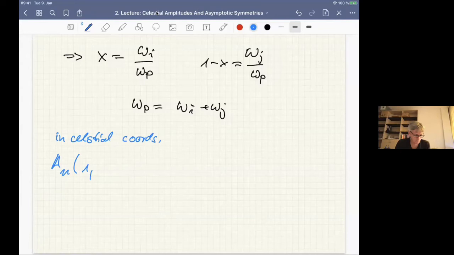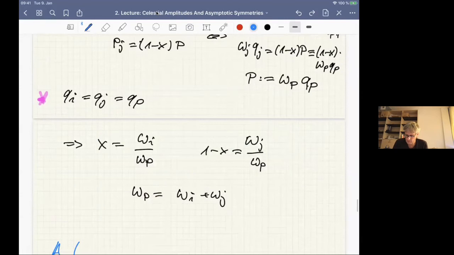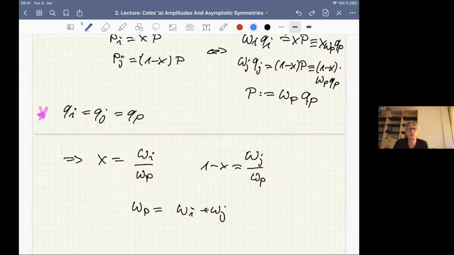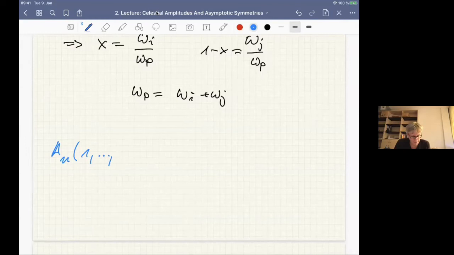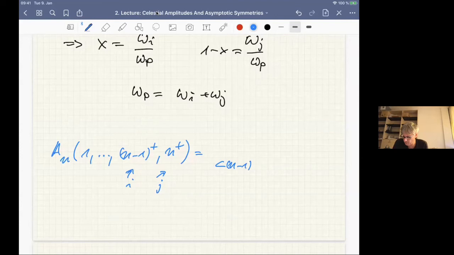So in celestial coordinates, we have talked about the i and j particles going collinear, but we now want the n minus one and the nth particle to become collinear, so we just relabel: i becomes n minus one and j becomes n. That is now still the four-dimensional amplitude, so then we have, of course, this product, and with the manipulation from above, we know how to translate it onto the celestial coordinates.